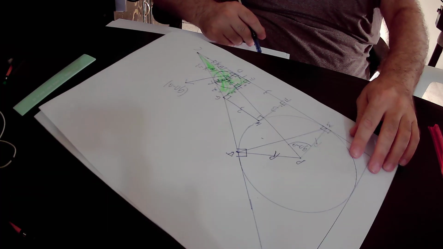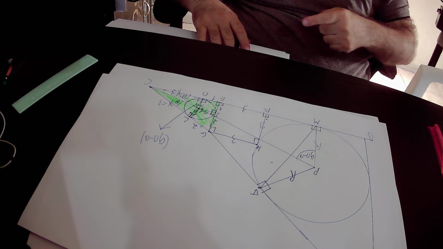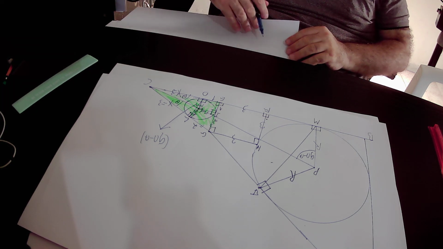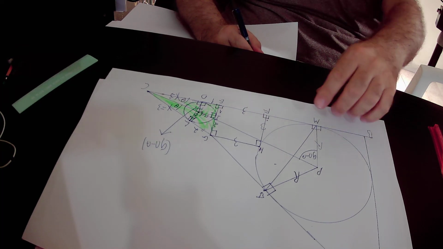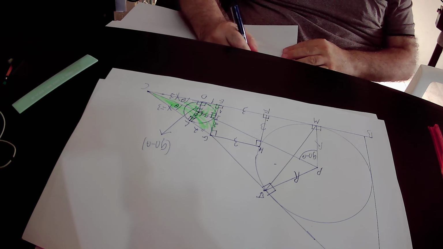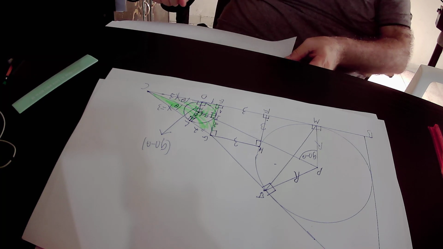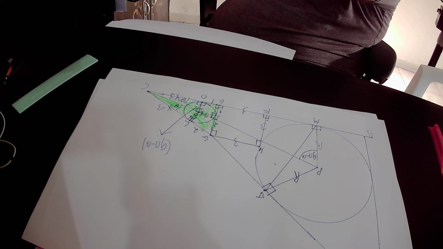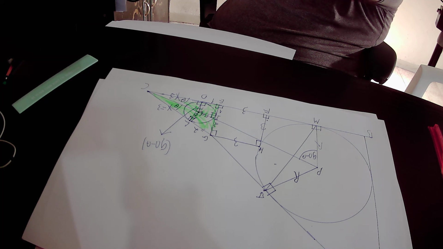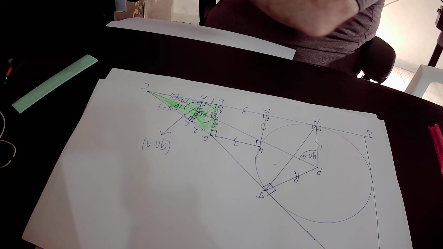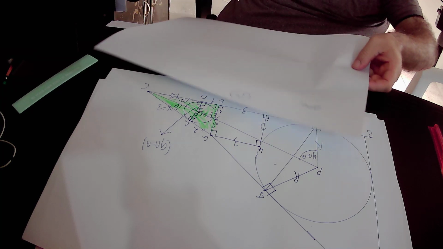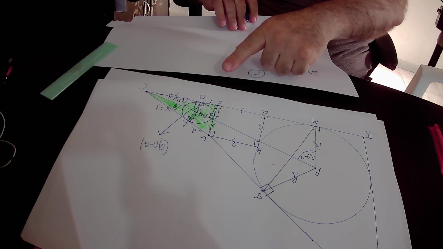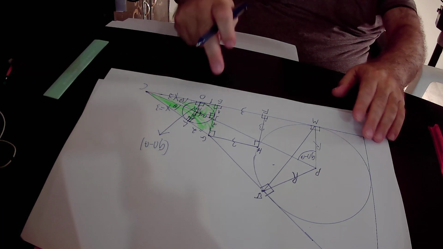So in the next step, we'll prove that the big right triangle PMC is similar to the small green right triangle ODC. I'll repeat again: the big right triangle PMC is similar to the small green right triangle ODC.